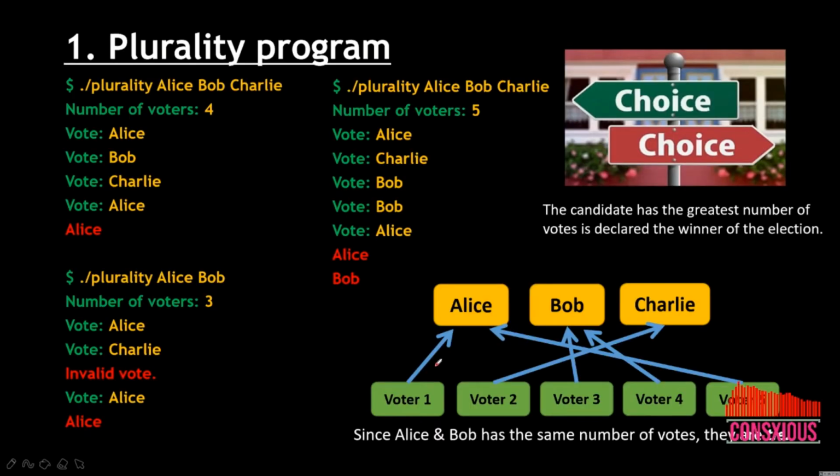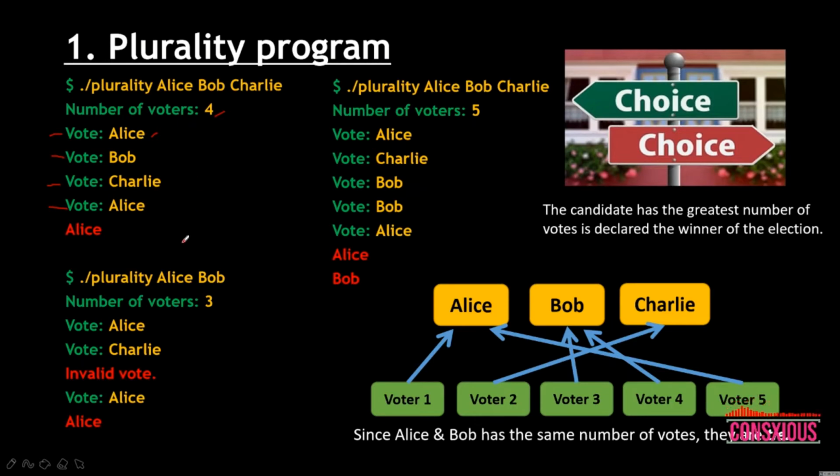So as for the plurality program, we're going to key in ./plurality followed by the candidate names, Alice, Bob, and Charlie. So we have to determine how many voters there are. In this case, we have 4, which means they can vote 4 times. So you can see here the first vote is for Alice, Bob, and Charlie.